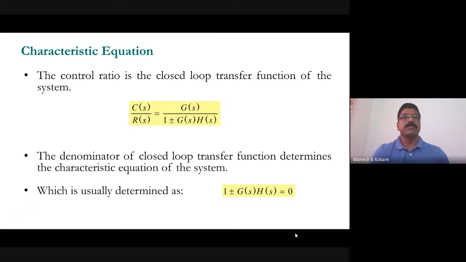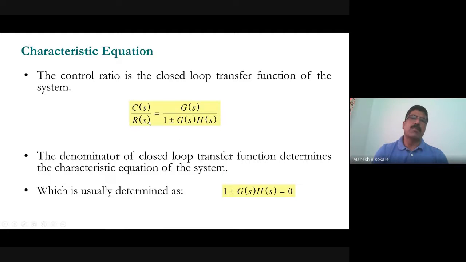Okay, so you know the control system characteristic equation, what is meant by characteristic equation, and so on. Here, the closed loop transfer function of a control system is given by C(s)/R(s), where C(s) is the controlled output and R(s) is the reference input, which is equal to G(s) upon 1 plus G(s)H(s). This sign will be positive if there is negative feedback, and negative if there is positive feedback. So if positive feedback is there, this will be G(s) upon 1 minus G(s)H(s). And if negative feedback is there, then this will be G(s) upon 1 plus G(s)H(s). So this sign will be exactly opposite.